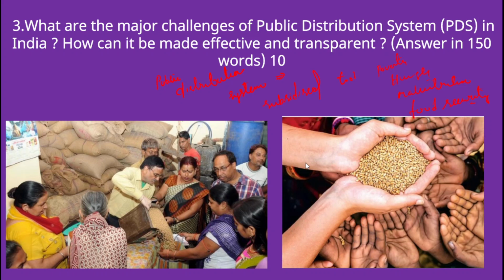populations in India. So in this context, the question is asking what are the major challenges in the public distribution system in India, and the second part of the question is how can it be made effective and transparent. So how can we make the public distribution system more effective and more transparent? This question has two parts.